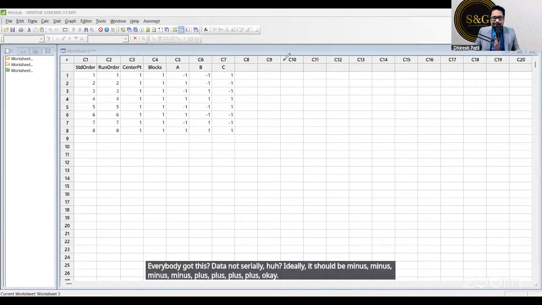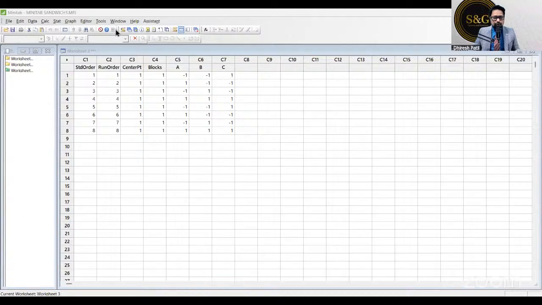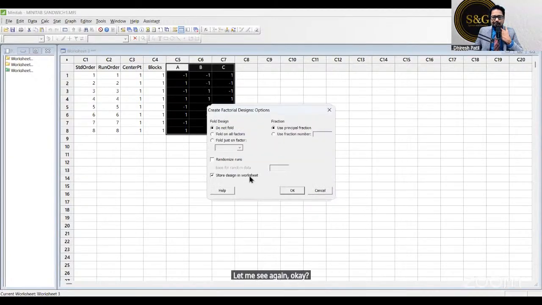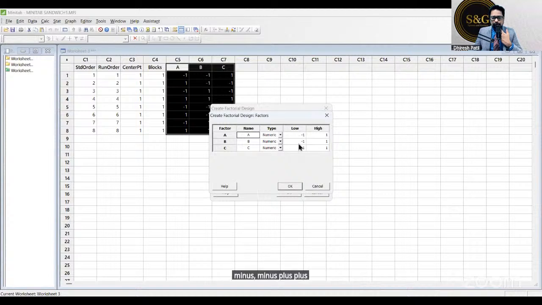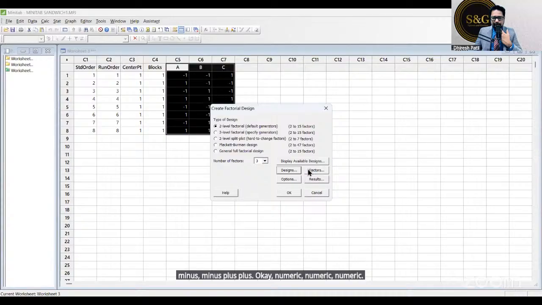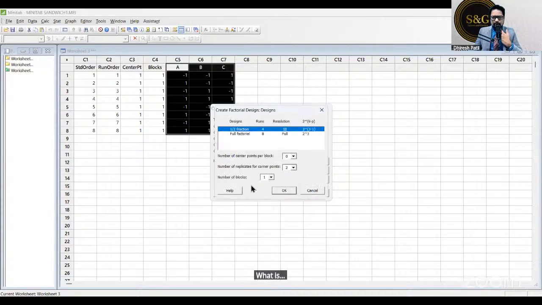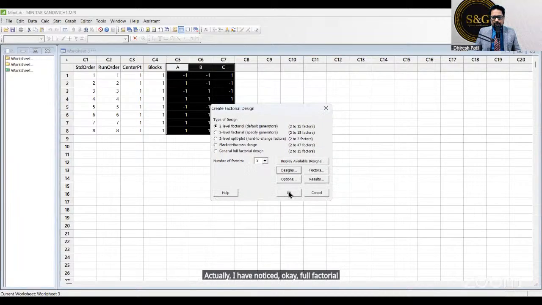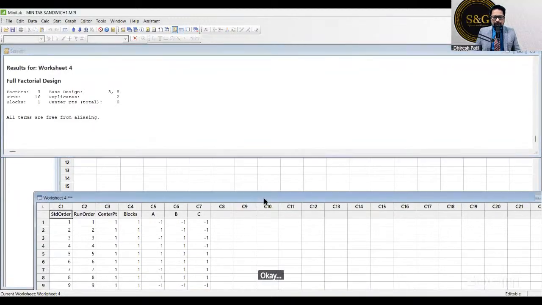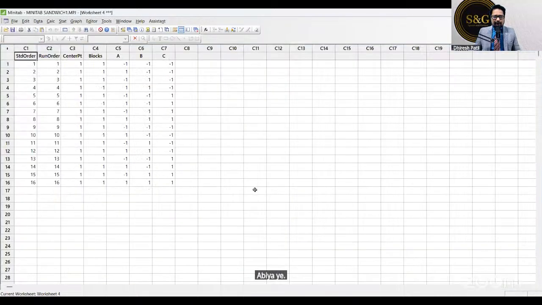कुछ तो गड़बड़ है आज अपने Minitab में. Let me see again. Okay, you do not fold, use principal fraction. ये तो ओके है. इसमें क्या है? फैक्टर्स में माइनस माइनस माइनस प्लस प्लस प्लस. ओके, numeric numeric numeric. What else? नंबर ऑफ ब्लॉक्स इज 1. अच्छा, आई हैव नॉट दिस. ओके, full factorial. Alright, okay, here we go. अभी आया ये full factorial design.